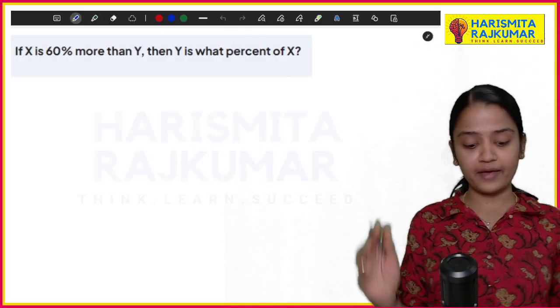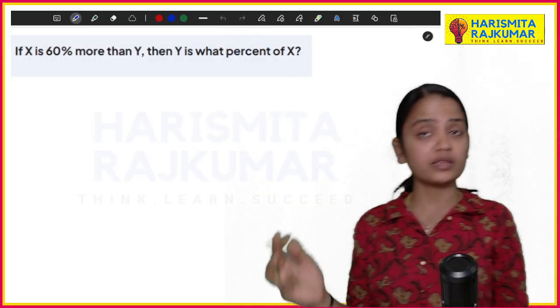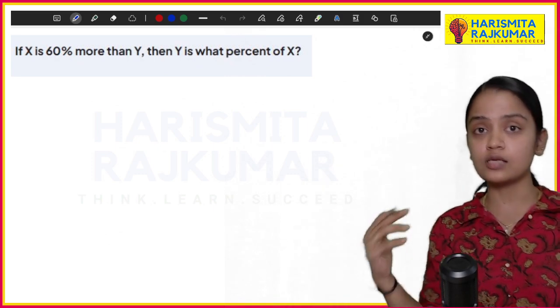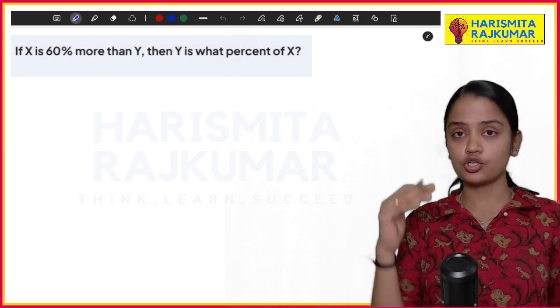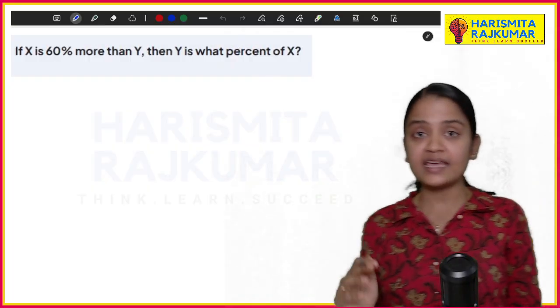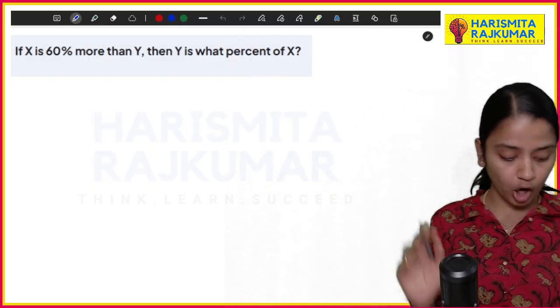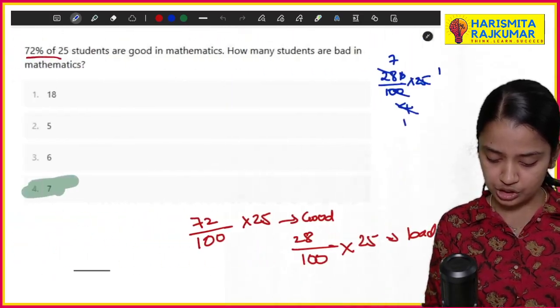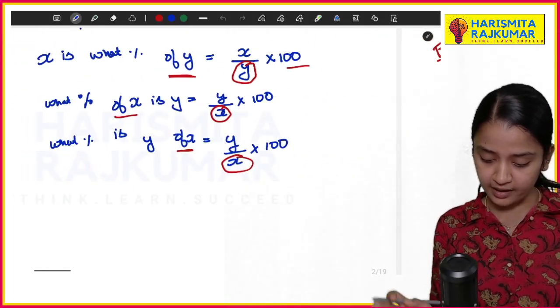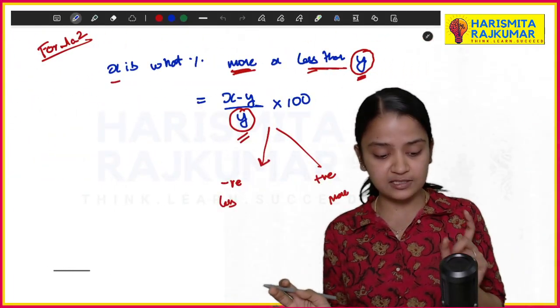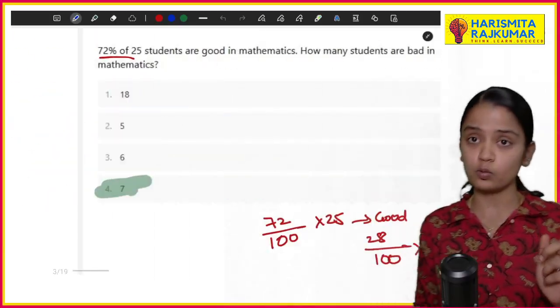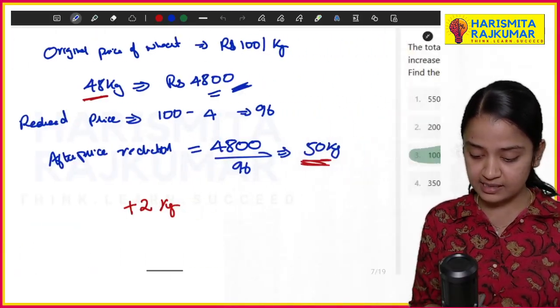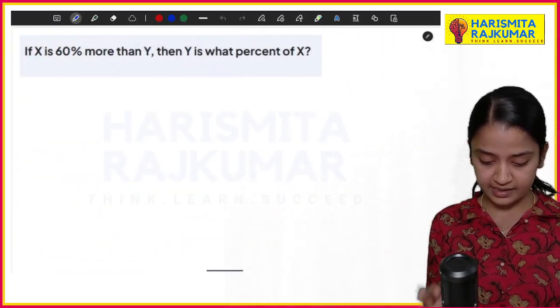Now, if x percentage is more than y, then what is y percentage of x? I have already given you a formula for it. This is the formula which I have given you: what is x percentage more or less than y. That is the formula which we have already seen.